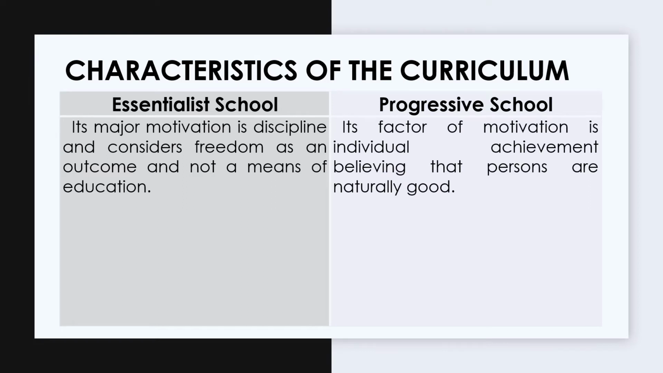The major motivation for the essentialist is discipline, and freedom as an outcome, not a means of education. For the essentialists, according to them, if you want to be free, then you have to behave in accordance with what is expected of you by the society. Do not violate rules, do not violate policies, do not commit a crime if referring to a particular law in the government. Because if you are able to violate something, what will happen?